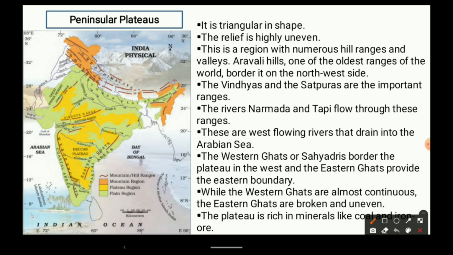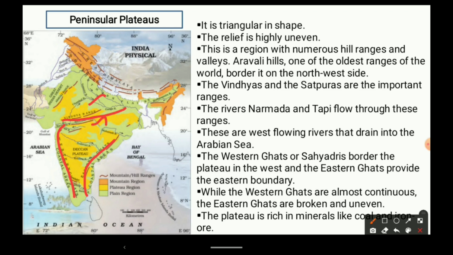Next, we are going to see the Peninsula Plateau. This triangular region covers our Peninsula Plateau. It is highly uneven in topography. You can see a lot of hill ranges in this Peninsula Plateau, and the Aravalli range is one of the oldest ranges in the world, and it provides a northwest border to this Peninsula Plateau. The Western Ghats act as the western border and the Eastern Ghats act as the eastern border. Another two important ranges are the Vindhya and Satpura ranges.